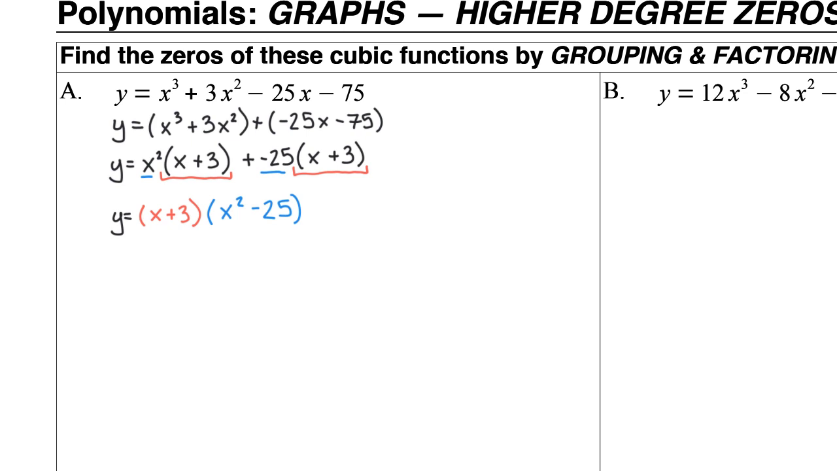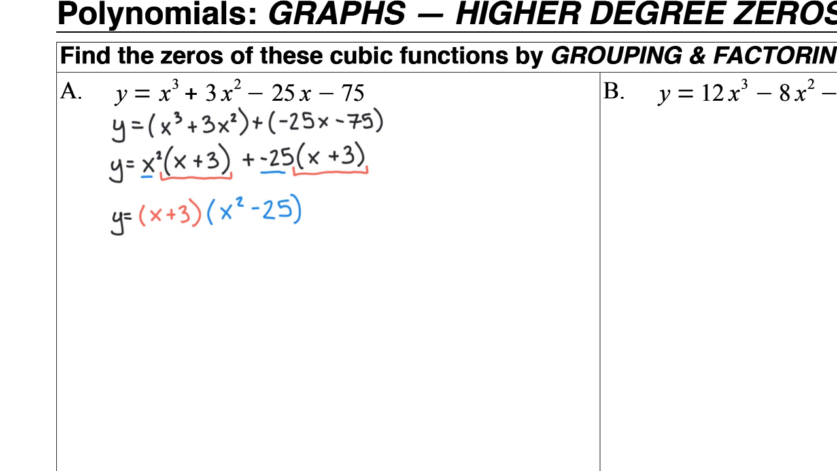Now notice, if we distributed here, if we took this x times x squared, we get our x cubed back. X times negative 25 would get us our negative 25x. 3 times x squared would get us our 3x squared, and 3 times negative 25 would get us our negative 75. So we'd actually get back the original equation if we were to multiply using distribution right now. But we're not. We're trying to go the opposite way. We're trying to get down to all first degree x terms so that we can find our x-intercepts.